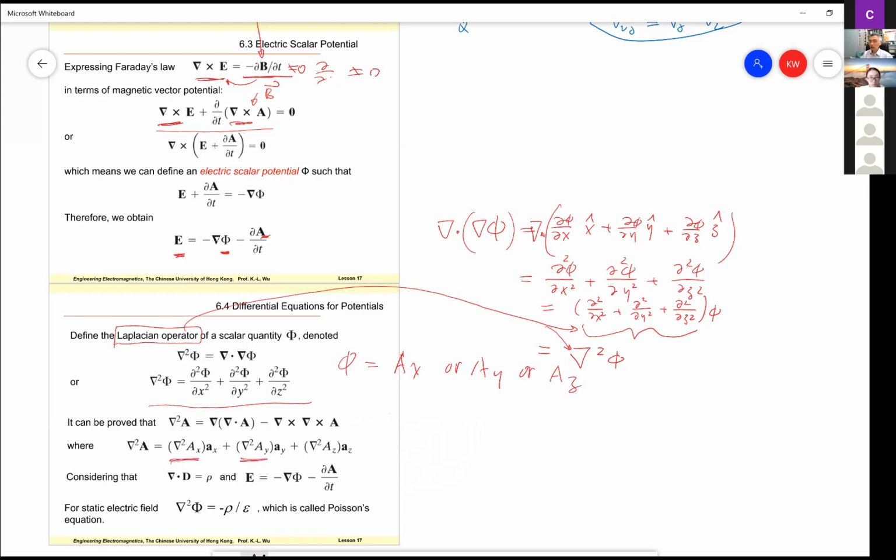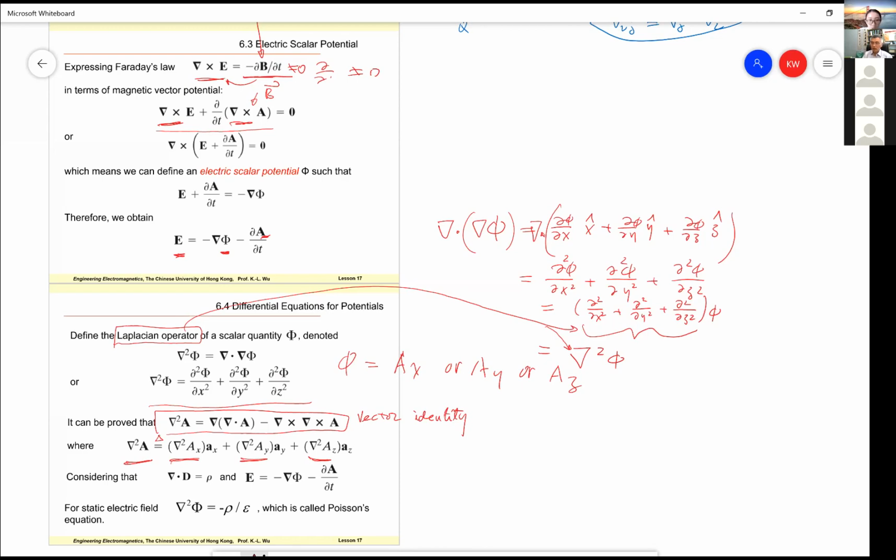So this is how we can define a vector differential operator. This is just a definition. But once you define this, you can prove this is a vector identity. So the vector identity, we just use it. We don't prove it.